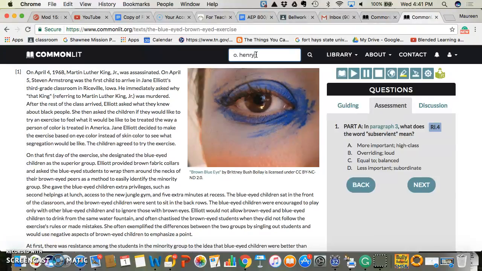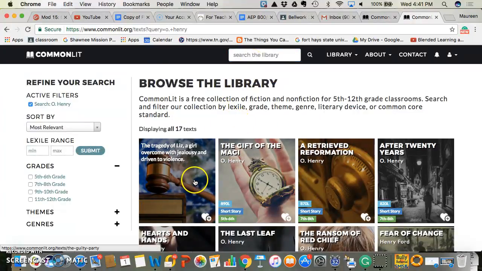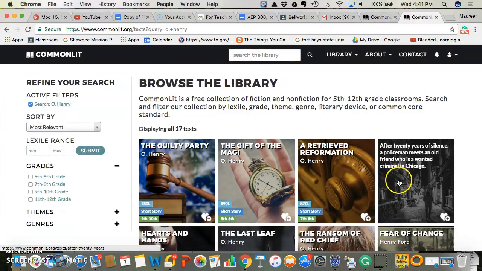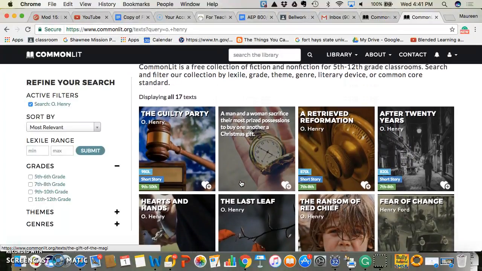So one of the other stories we read is some O. Henry stories. We usually do that in the spring, and let's see here. So, After 20 Years is in our textbook. Gift of the Magi is not, and maybe I would like to teach both of those so they would have an idea of how to compare different works by the same author.